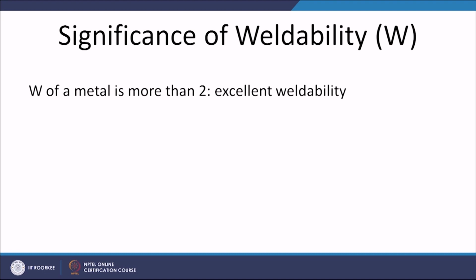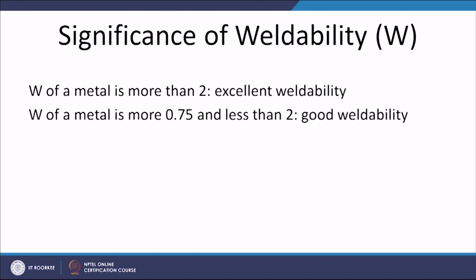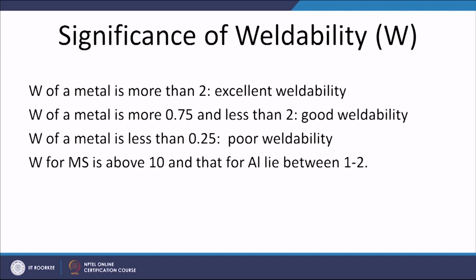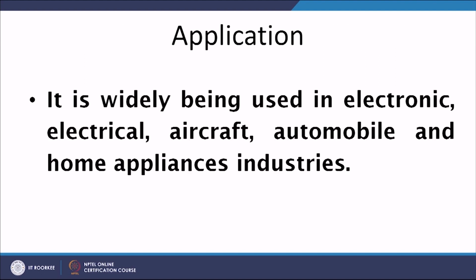If the weldability W is more than 2, then the weldability is considered to be excellent. If the weldability of a metal is between 0.75 and 2, then it is considered good weldability, and if the weldability is less than 0.2, then it is considered poor weldability. For mild steel the W comes out to be 10, which is considered very good weldability by spot welding, while the weldability for aluminum comes out to be between 1 and 2. Now we will see the application of spot welding, mainly in the field of electronics, electrical contacts, aircraft, automobiles, and home appliances.